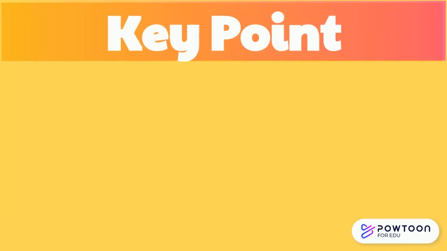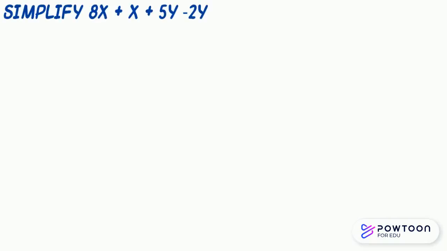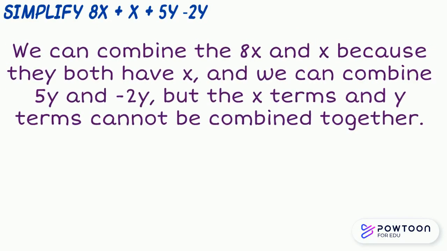You also need to know that 1x is the exact same thing as just x. They have the same value. In this next example, we've got simplify 8x plus 5y minus 2y. So again, we need to think about what we can and cannot combine. So 8x and x can be combined because they both have x. But then we also have 5y and a minus 2y that can be combined. But we can't combine the x's and y's.